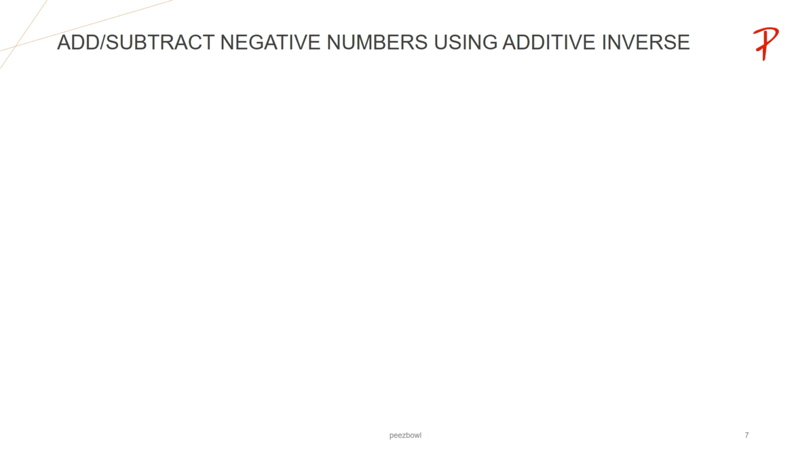There are few cases where I do not prefer to use additive inverse. I use additive inverse when I'm adding or subtracting a negative number, but when I'm adding or subtracting a positive number, then I generally do not use additive inverse, right? So let me take couple of examples.